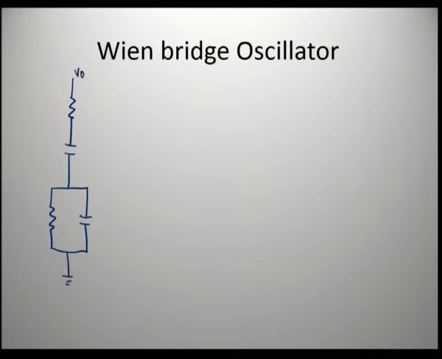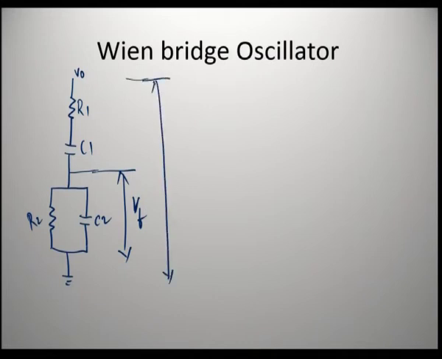Here it is R1, R2, C1, C2. So, this is feedback, and this is output. So, what is beta now? It is Z2 by Z1 plus Z2. And what is Z2? Z2 is the parallel combination of R2 and C2.